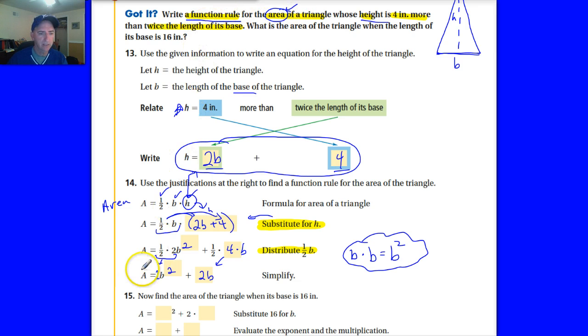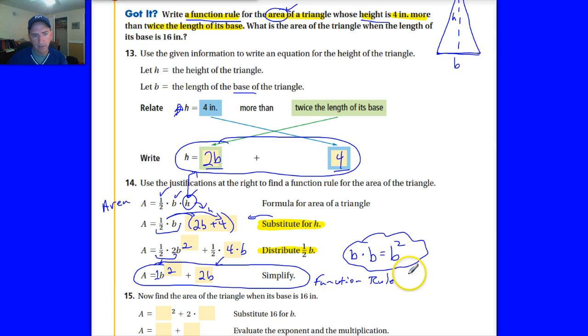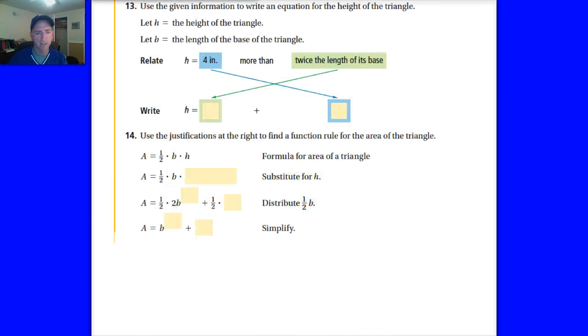So that's actually the answer to the first question. Okay, that's the function rule. Now, as I've said in the previous video, instead of a equals, you could have written a as a function of the base is equal to, and then you would write the rest of it there. It's the same thing, as we've said over and over in these videos here.